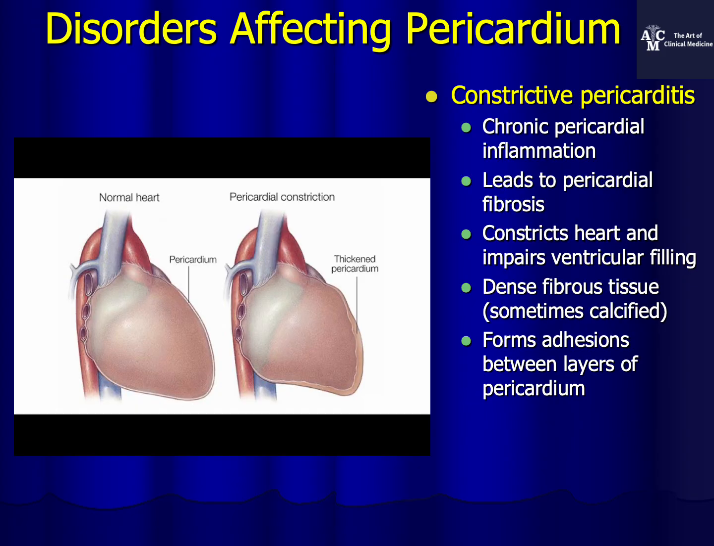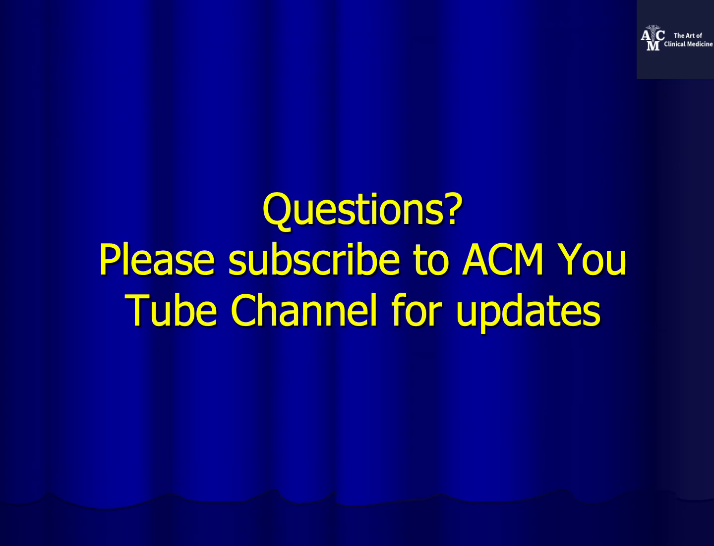Finally, we'll talk about constrictive pericarditis, and this is a little bit different. Instead of the space, now we're looking at the pericardium itself. It gets very thick and scars, and that becomes fibrotic. Because it's fibrotic, it's very stiff on the heart, which doesn't allow the heart to contract properly or fill properly. This leads to a very dense fibrous tissue that can be very calcified, and it forms adhesions between the layers of the pericardium. So this concludes the pericardium session for anatomy of the heart.